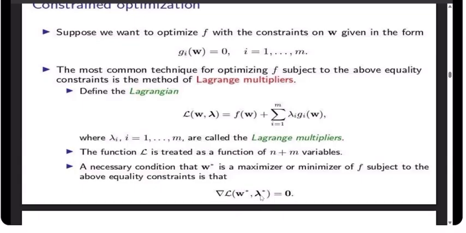I want to figure out the optimal value for the weight. I also want to figure out the optimal value for lambda. The lambda here is the parameter of the Lagrange multiplier.